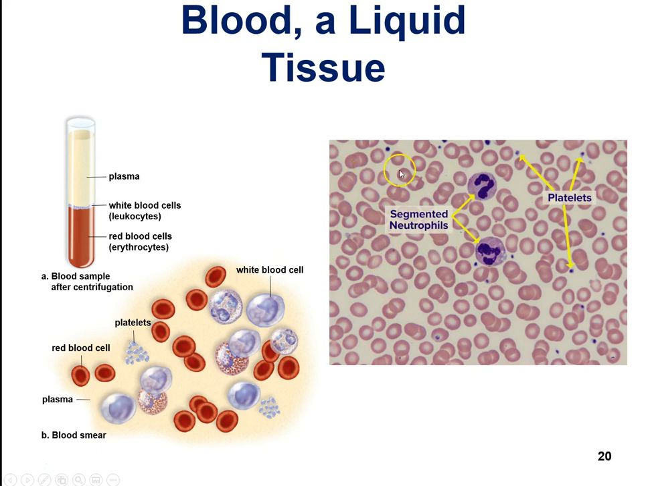Okay, so again, there are many red blood cells, fewer white blood cells, and then you can see some of the platelets as well. So you should be able to identify the components and also identify that this is blood, which is a connective tissue.